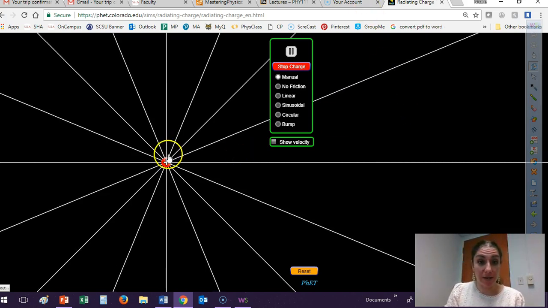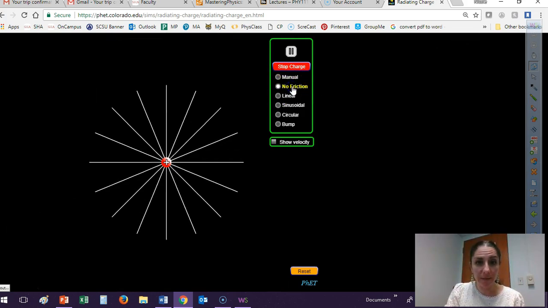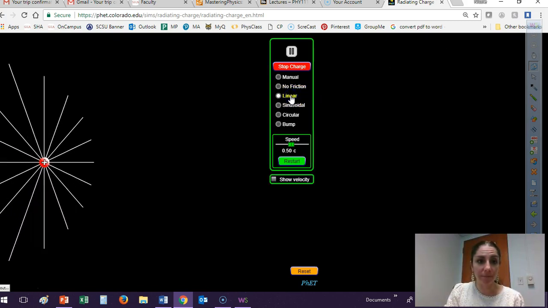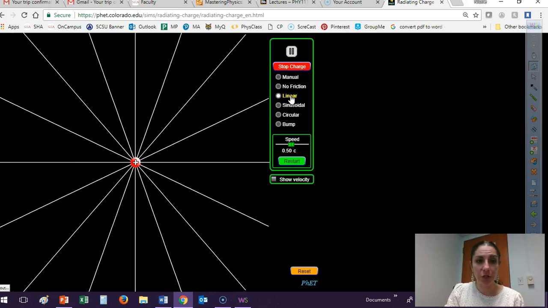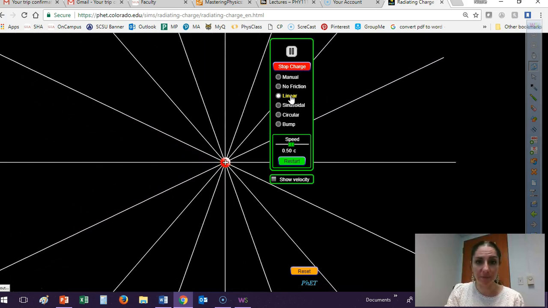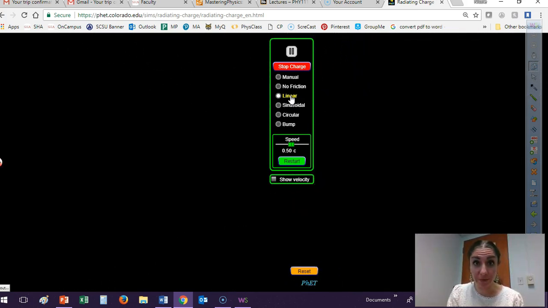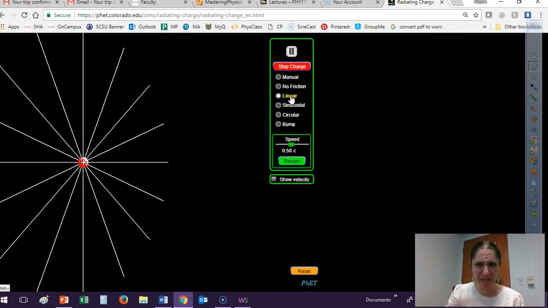Alright, so what you're seeing right now is a charge, and as you know, charges will give off an electric field. So that's what you see right here with these lines, giving off the electric field. Let's go ahead and move this. So there we go, there's a charge moving right now like this. So notice that a constant charge, like this one, moving like this, does not make those waves that we see.